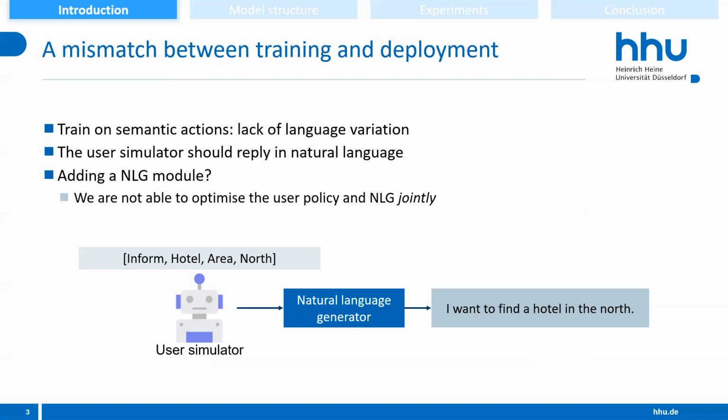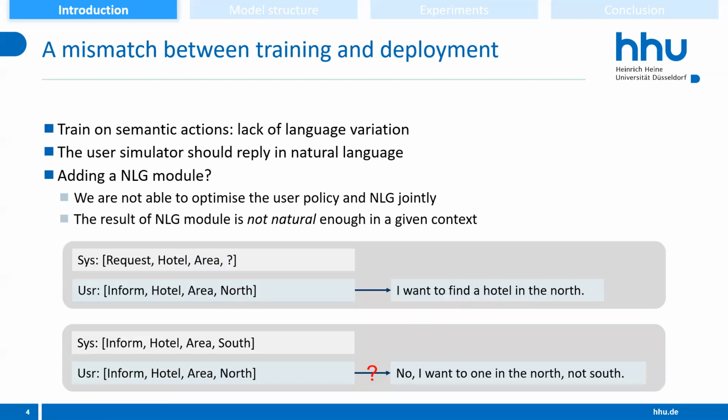How about directly adding an NLG module to your user policy? This way, your model is able to generate responses in natural language, but there are still some problems. First, we are not able to optimize the user policy and NLG jointly. Maybe one of them is rule-based, or it is not easy to backpropagate the gradient through two very different models. The second problem is that the result of NLG sometimes is not natural enough in a given context.